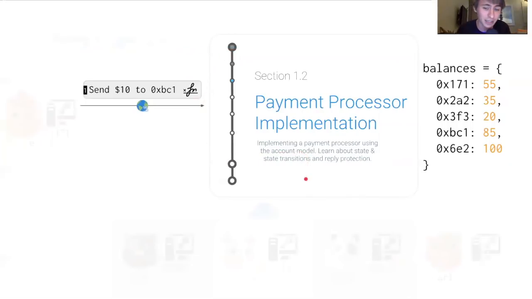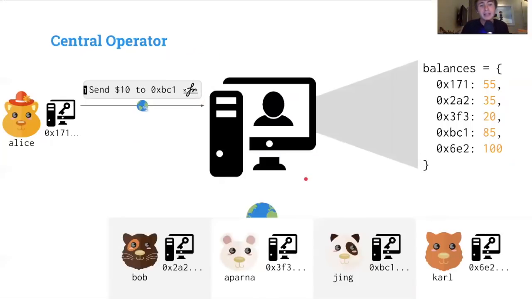Now, first, we are going to see who she is sending it to. Well, it's BC1. BC1 corresponds to Jing's address. And so, great, we know Alice is trying to send $10 to Jing. The payment processor might not even know who Jing is. But anyway, the next thing the payment processor will do is check the signature, make sure that it's correct. Okay, great, it's correct. Now, the next thing is the nonce. So this is where the nonces come in.